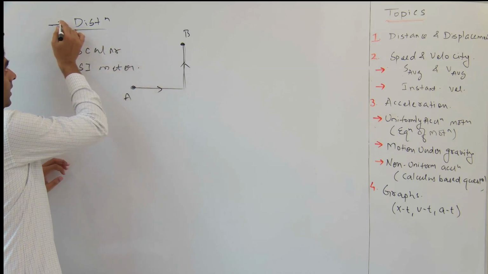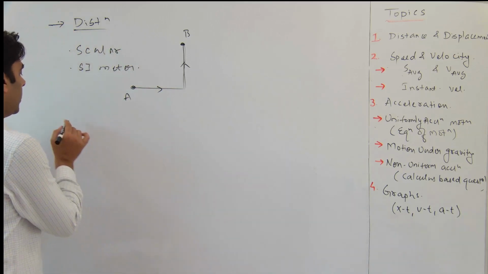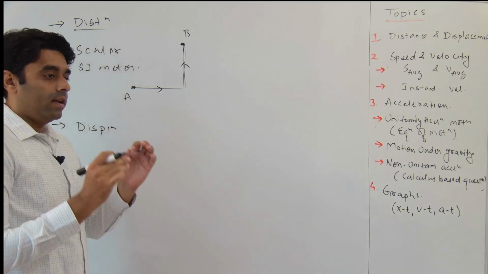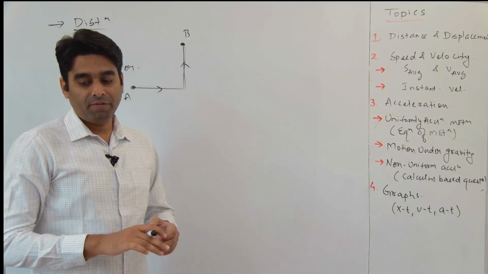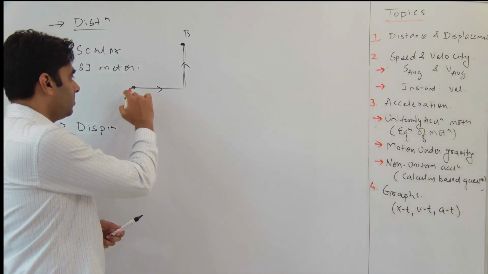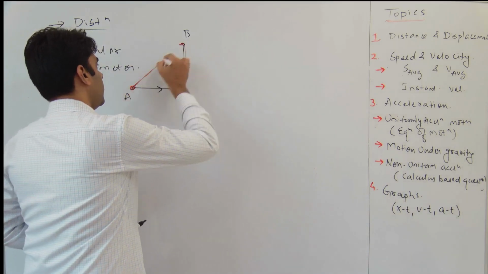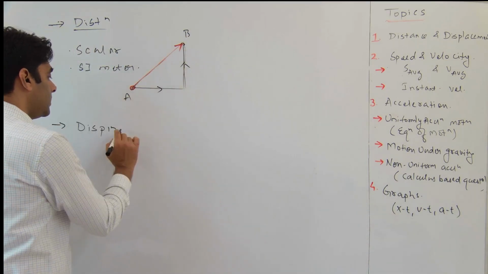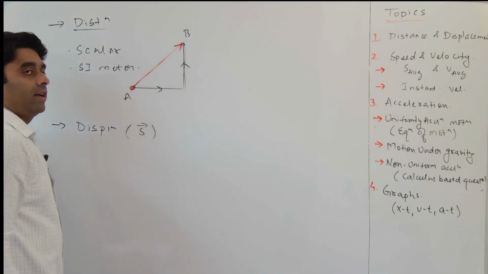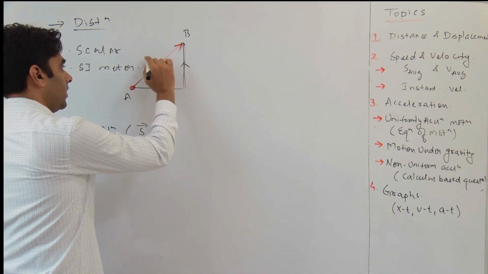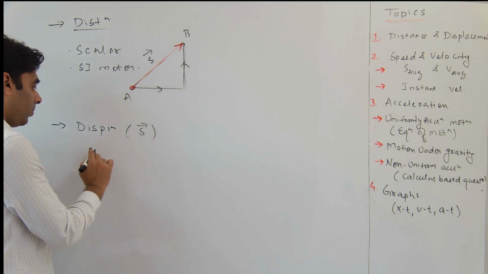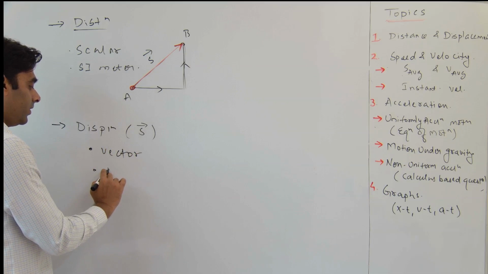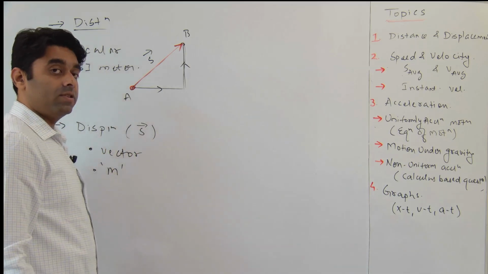Fine, right? Next, if we talk about displacement, what is displacement? Displacement is basically the shortest distance between the initial and final position, right? It is generally denoted by S, and it is a vector quantity. Its SI unit is again meter. This is about displacement.